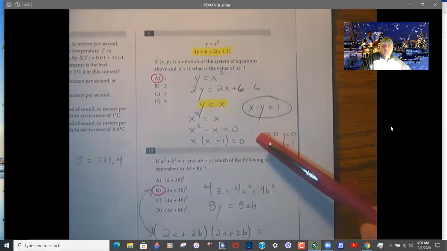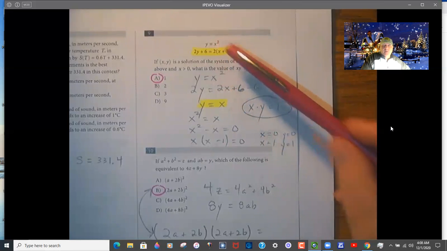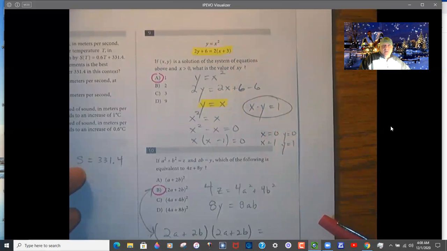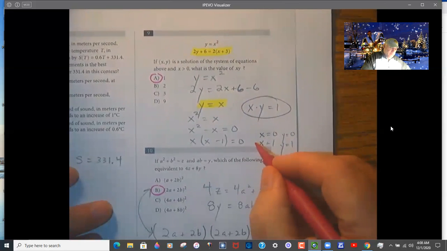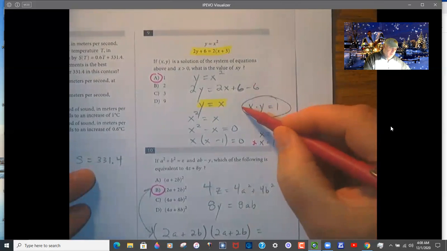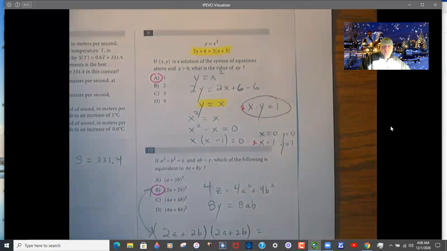So 0 squared and 1 squared, if you use the top one up here, will give the same thing. They want x greater than 0, so you have to consider just that solution. So then you take the product up here, and that is 1.